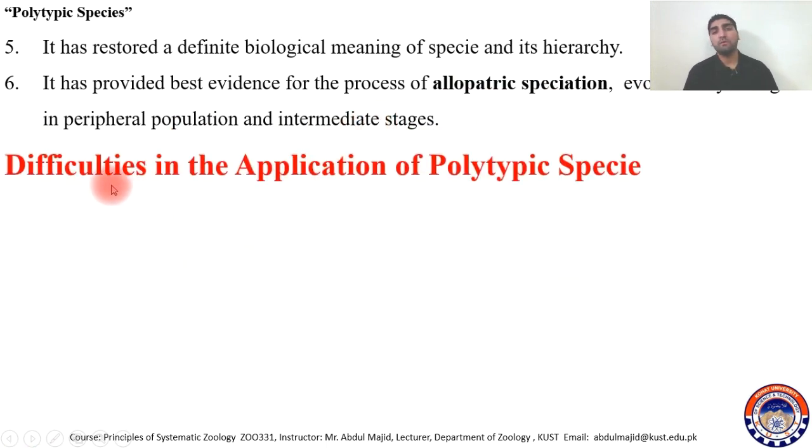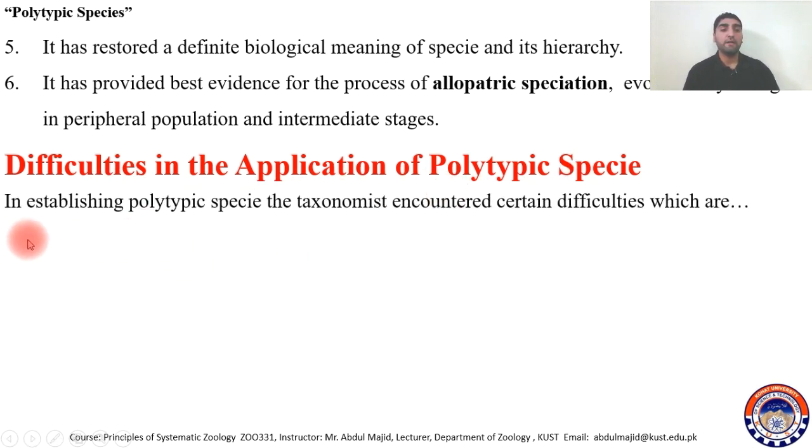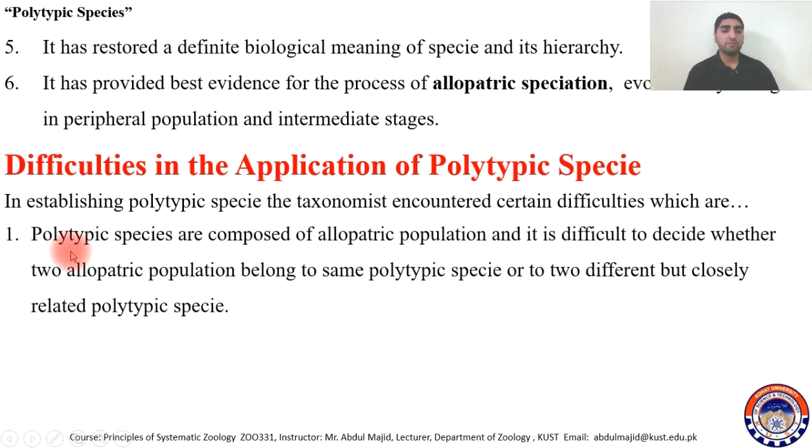Now, of course, there are difficulties in the application of polytypic species. So what are those? In establishing polytypic species, the taxonomists encounter certain difficulties. Polytypic species are composed of allopatric populations, and it is difficult to decide whether two allopatric populations belong to the same polytypic species or they are two different but closely related polytypic species.